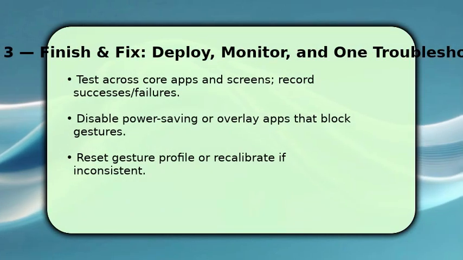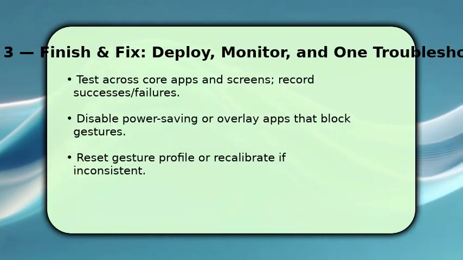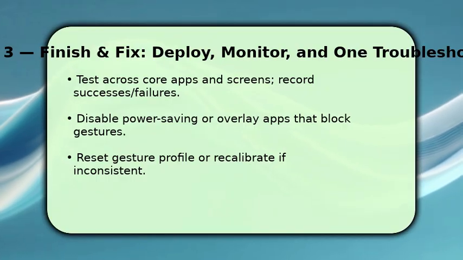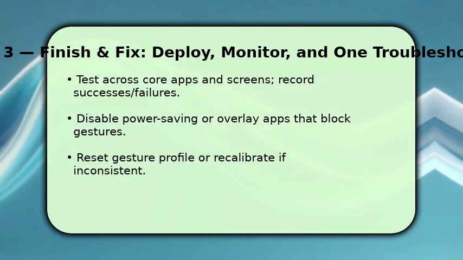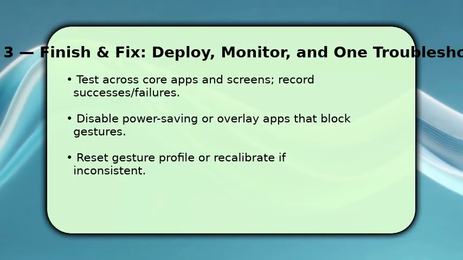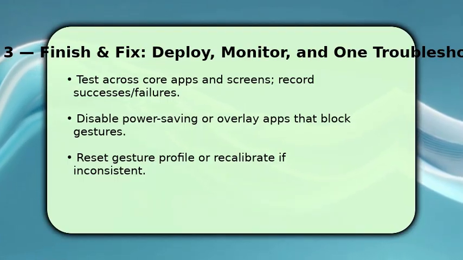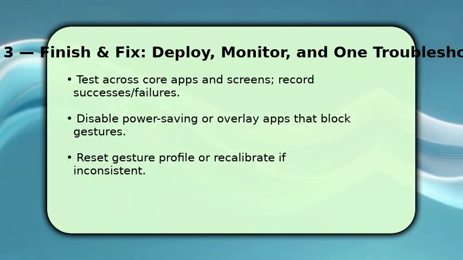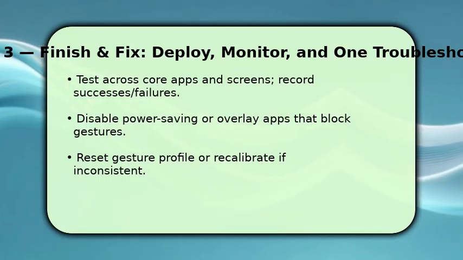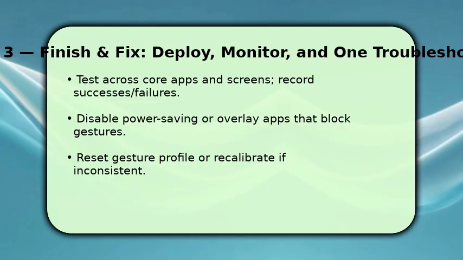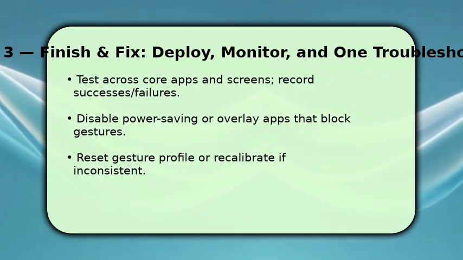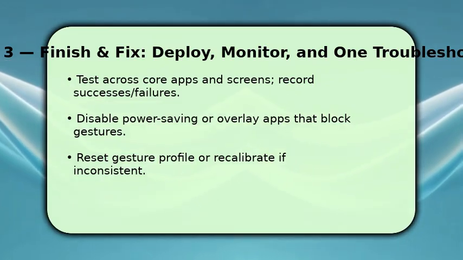To finish, test the edge swipe across core apps and screens. You want consistent results where it matters most. If gestures stop working, make sure power saving, screen overlays, or input blocking apps are disabled, because these commonly interfere. If behavior remains inconsistent, recalibrate or reset the gesture profile to default and reapply your sensitivity and area settings, then retest. One key tip: restart the device after major changes. This often clears lingering conflicts and restores reliable gesture performance.